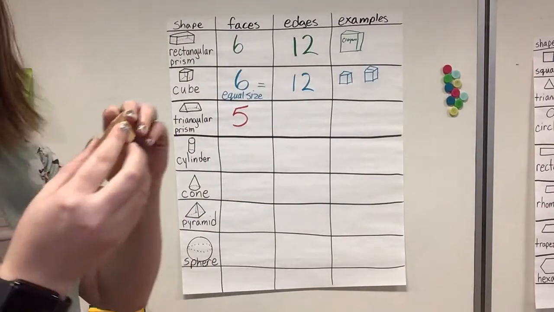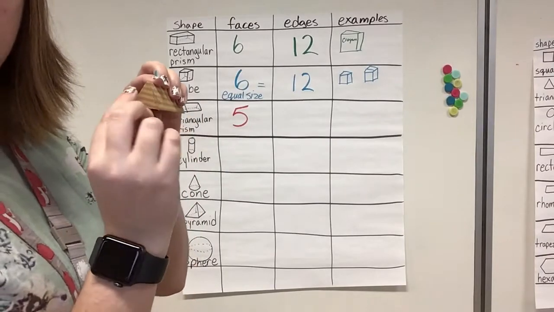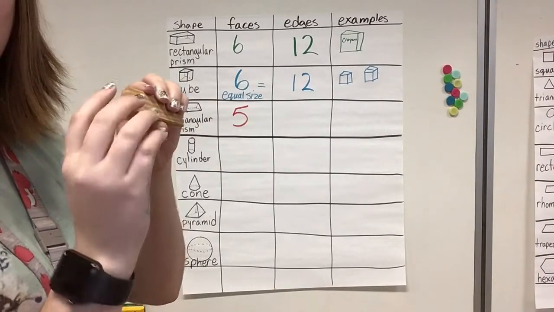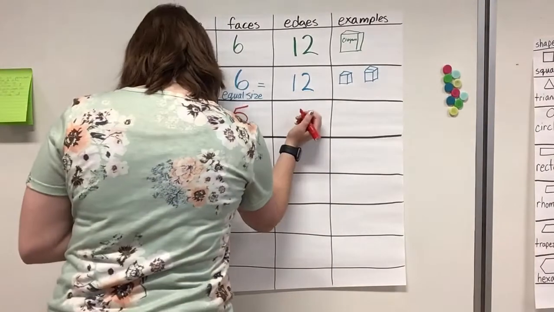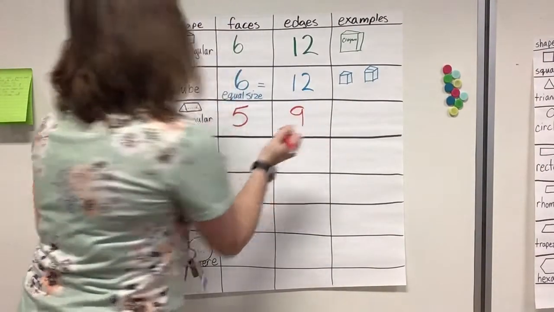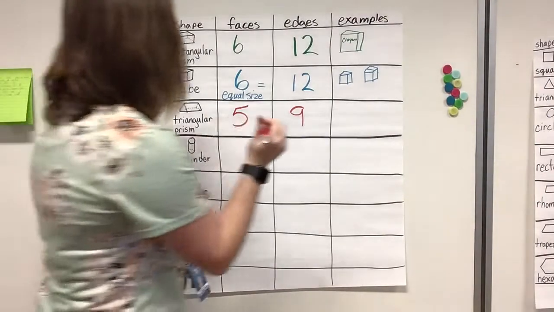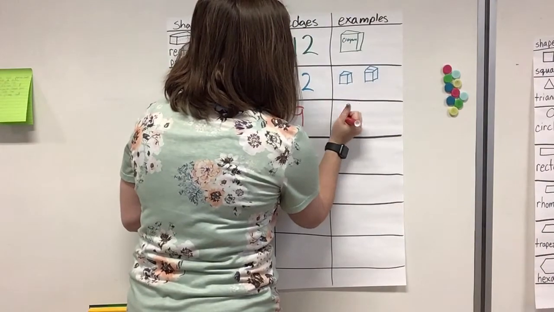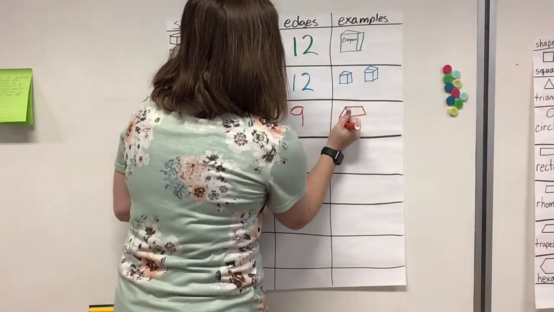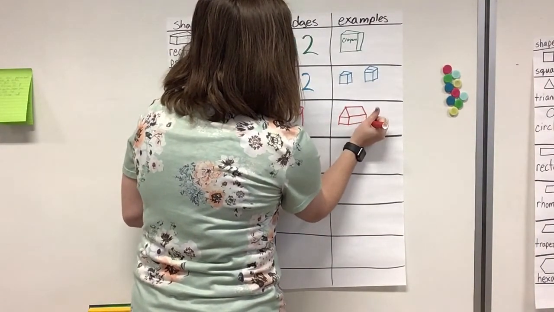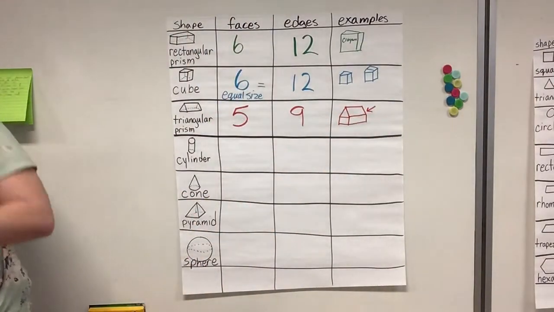Now let's count the edges. Are you ready? 1, 2, 3, 4, 5, 6, 7, 8, 9 edges. Wow, that's a lot. 9 edges. Can you think of something that looks like a triangular prism? I tend to think of the top of my house. The roof on the top of my house looks like a triangular prism. And then it would have a rectangular prism on the bottom. So, I typically think of that roof on the top of my house. Good job.